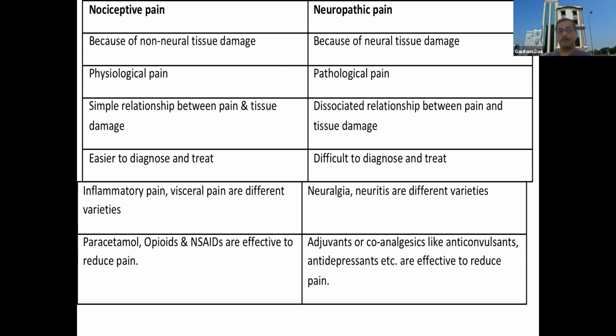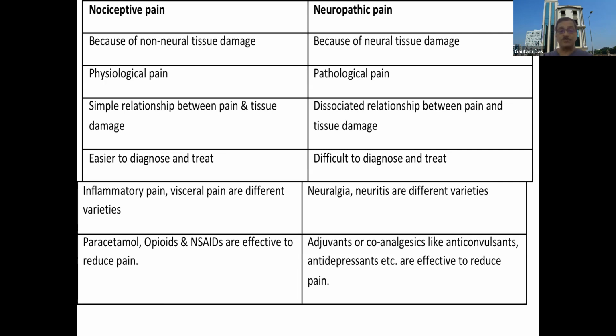Why physiological pain? Pathology is there, but that pathology is not involving the nerve. The nociceptive system is intact. It is doing its own physiological action. So that is nociceptive pain. Whereas in neuropathic pain, the nociceptive system itself is pathological. There is damage in the nociceptive system, and that is why it is called pathological pain.